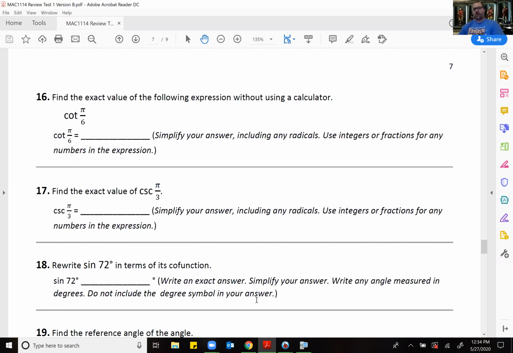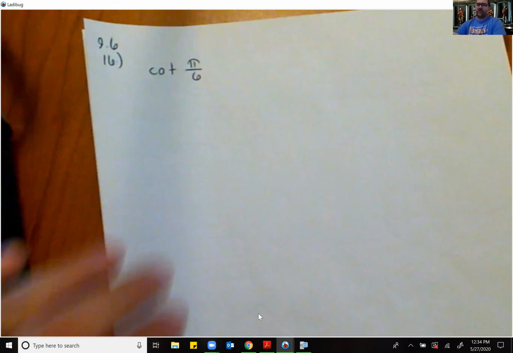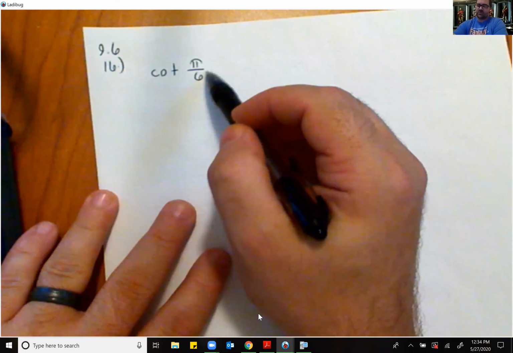Okay, so when you're dealing with finding an exact value, like what we have right here, the first thing you need to do is you need to make sure that this is the least positive coterminal angle.